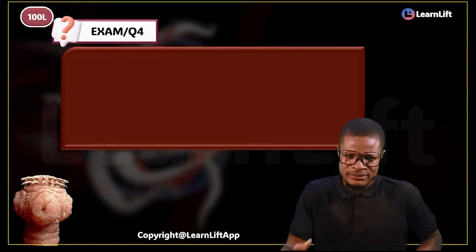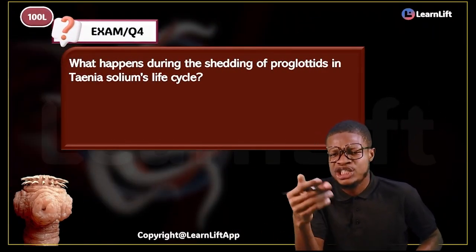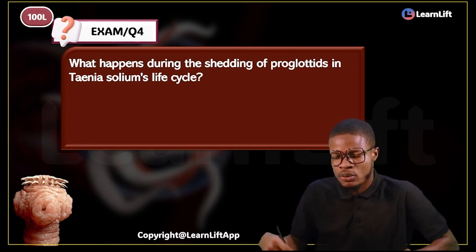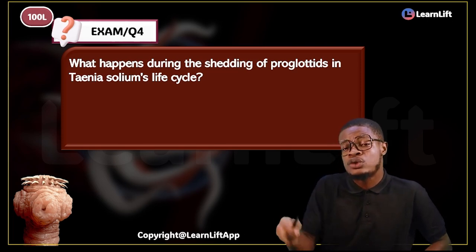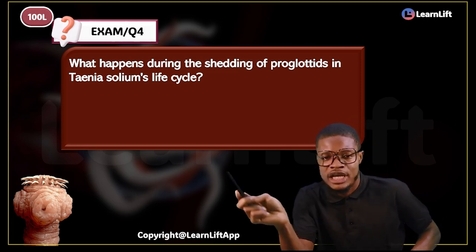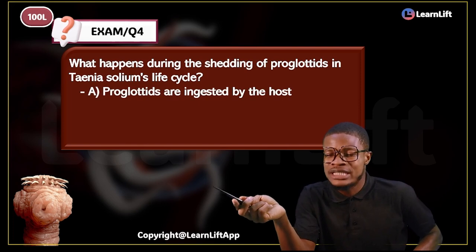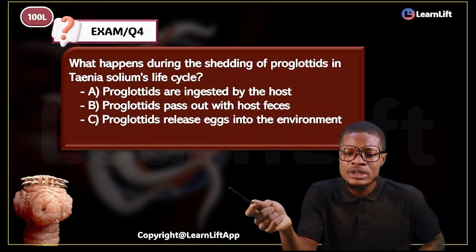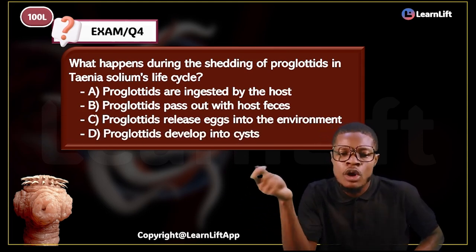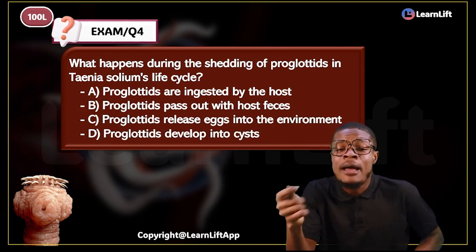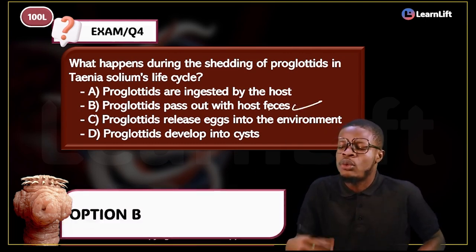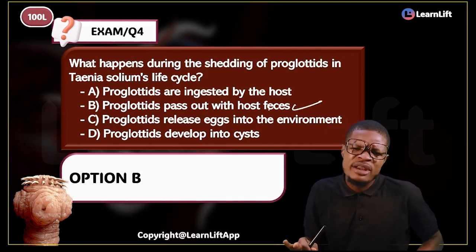And look at question 4. They have this question that says, very quickly, what happens during the shedding of proglottids in the Taenia solium life cycle? If proglottids shed, right, what happens? Of course, if there is disconnection of proglottids, you go to your large intestine and then you excrete them out. Are proglottids ingested by the host, are proglottids passed out with host feces, do proglottids release eggs into the environment, or do proglottids develop into cysts? What is the answer? Proglottids are passed out with the host feces, and that makes option 2 the correct answer.